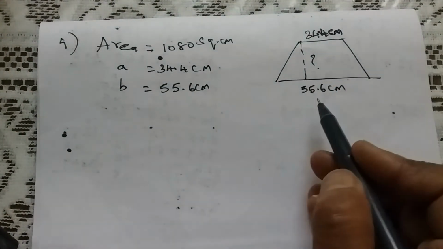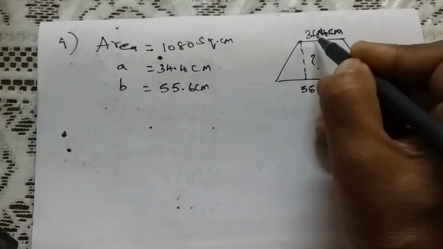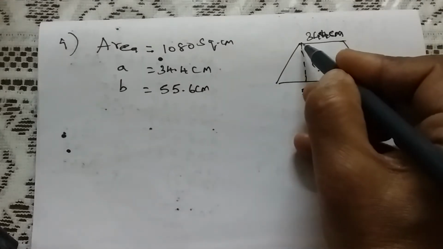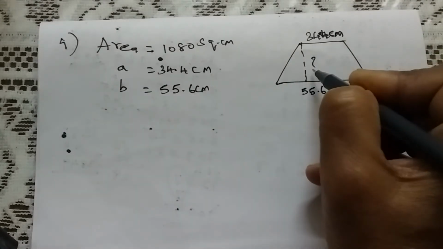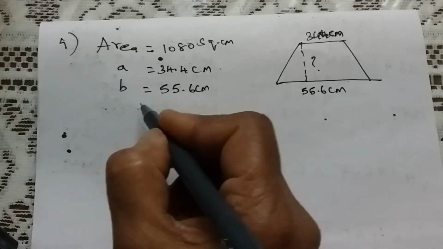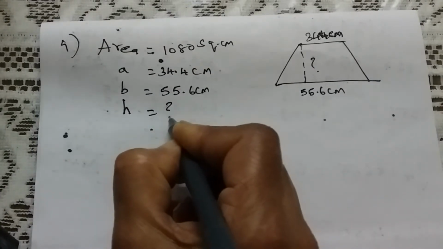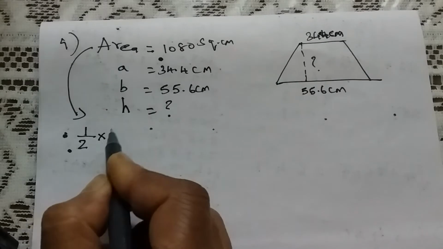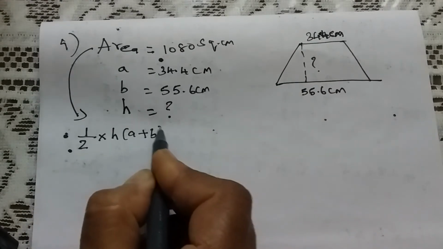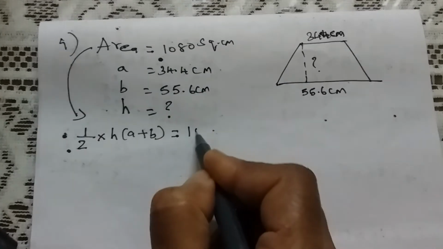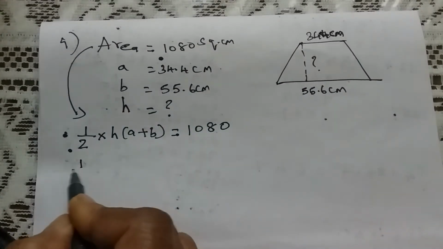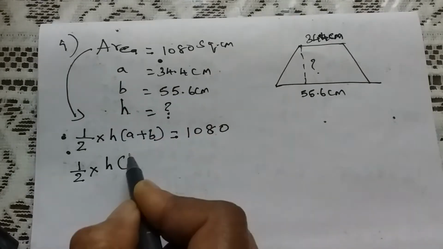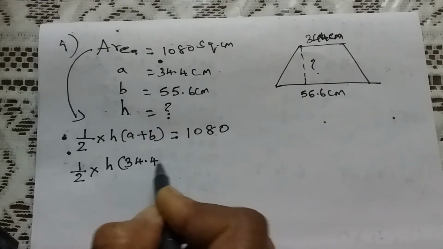So let us draw the trapezium first. You are given the parallel sides are 34.4 centimeter and 55.6. And the distance between the parallel sides is nothing but the height. Area is given, a and b are given. We have to find the height, the question mark. Now what is the area of the trapezium? Same formula, tell me. Yes, 1 by 2 into h into a plus b, right? Is equal to, how much is the area? 1080. Now what is the next step? Write the values of a and b. Do you know the value of h? We don't know h, as it is. What is a? a is 34.4 plus, what is b?